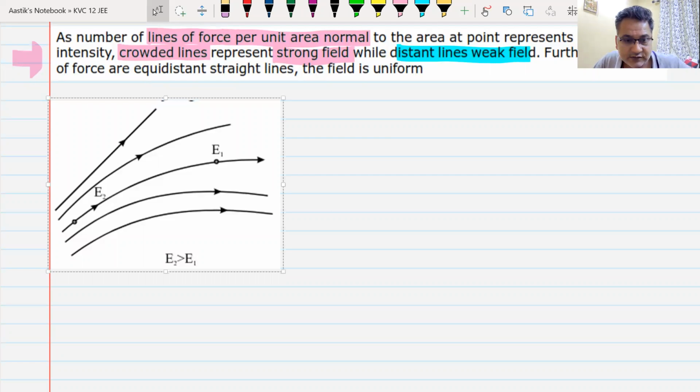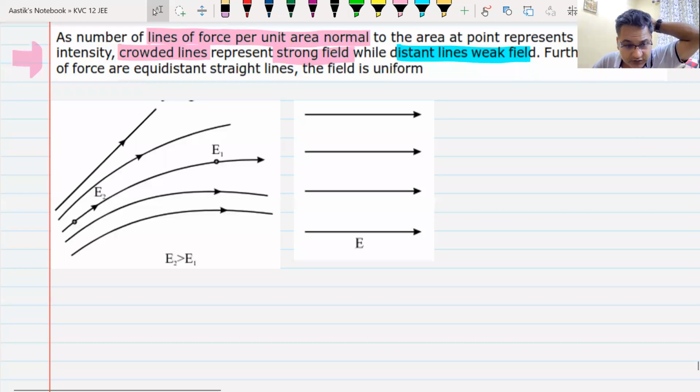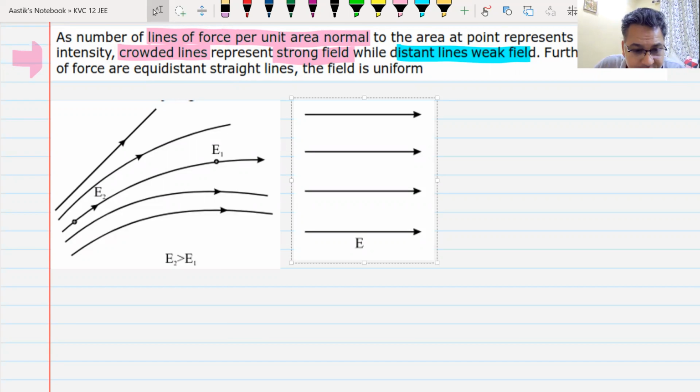What will this type of electric field represent? This type of electric field, if it comes to you and you have to draw the diagram, tell me what will this type of electric field represent? Uniform electric field. This will represent uniform electric field, an electric field which is constant in magnitude.